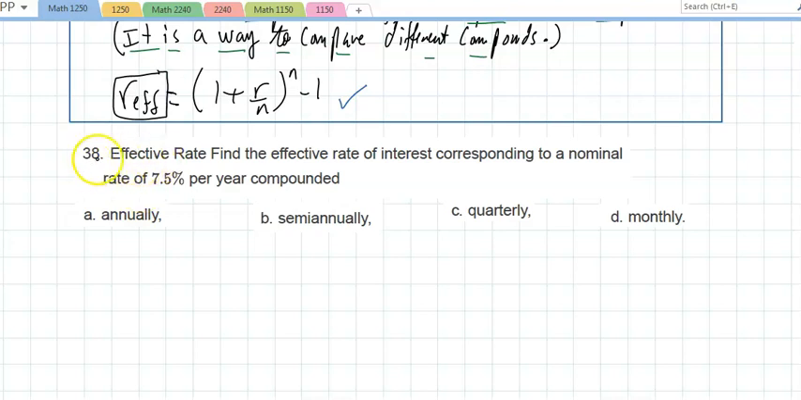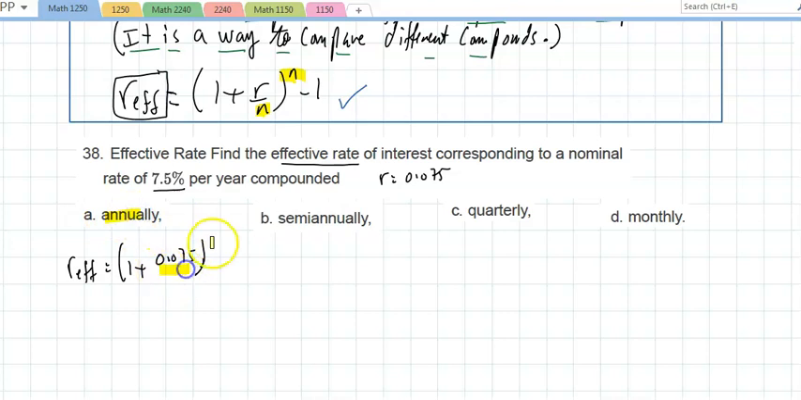So if I have number 38, it says effective rate. Find the effective rate of interest compound to a nominal rate of 7.5%. If a bank offers you 7.5% interest, if they're giving it to you annually, well, that's not much to do, but we're going to work it out anyways. The interest is 0.075, and you do know what's going to change in this, right? When you say annually, doesn't that mean that you're going to really go for 1 there and 1 there?